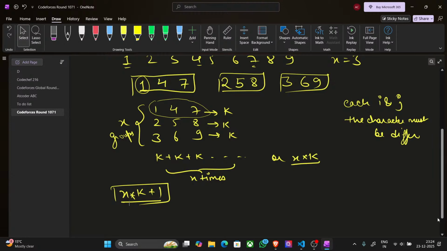Anything? Or we move towards the second problem. Shall we?